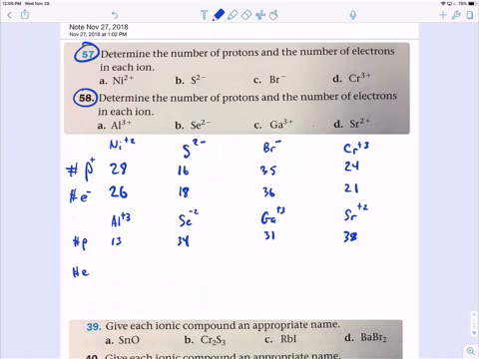Ah, more people. All right. So we're just going through problems. Okay. So just studying for the test.